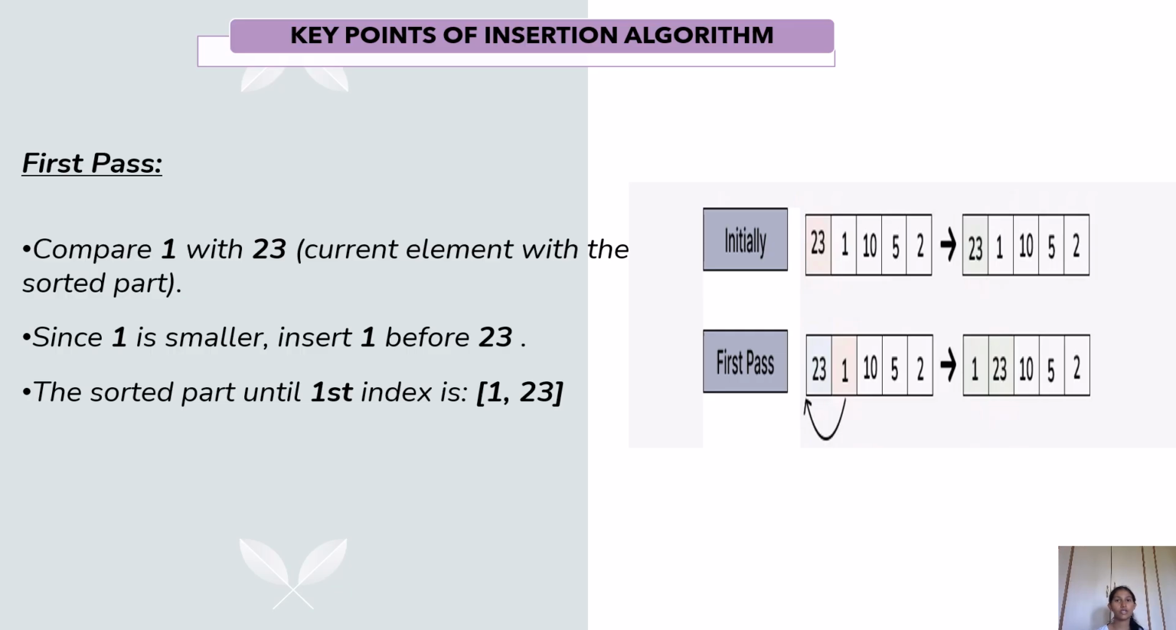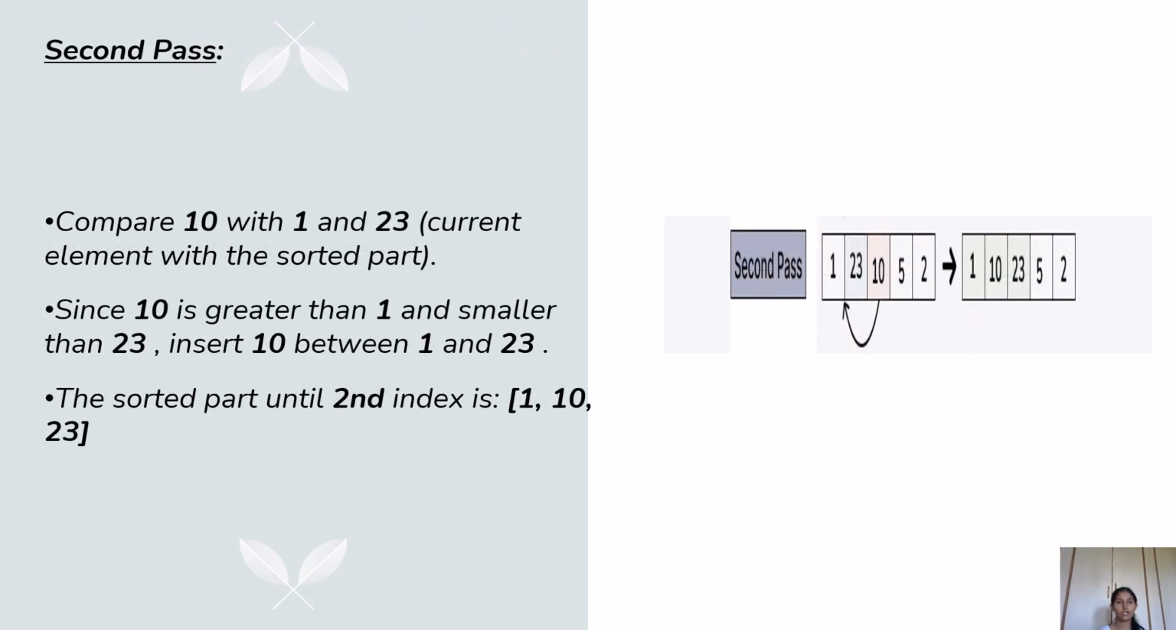So let's see some key points of the insertion sort algorithm so that we can easily understand. First pass: compare 1 with 23, the current element with the sorted part. Since 1 is smaller, insert 1 before 23, and the sorted part until the first index is 1, 23. Next, second pass: compare 10 with 1 and 23. Since 10 is greater than 1 and smaller than 23, insert 10 between 1 and 23. The sorted part until the second index is 1, 10 and 23.